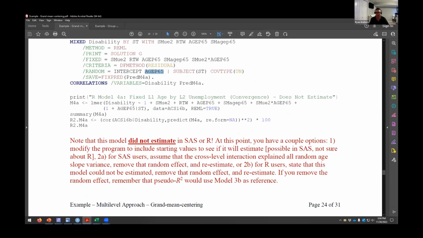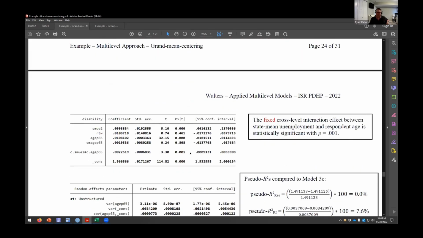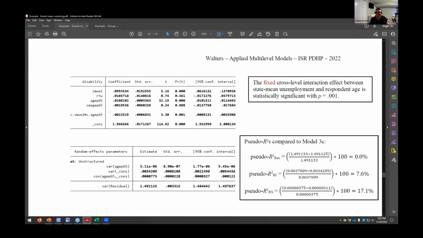That would be potentially a way to go. But again, I think it's unrealistic to say, well, it didn't estimate in one program, let me try it in another. I don't think that's a realistic thing to tell people to do. In any case, it did estimate in Stata. It did estimate in SPSS. So I have Stata code here.